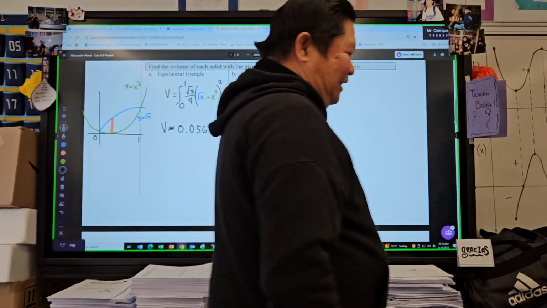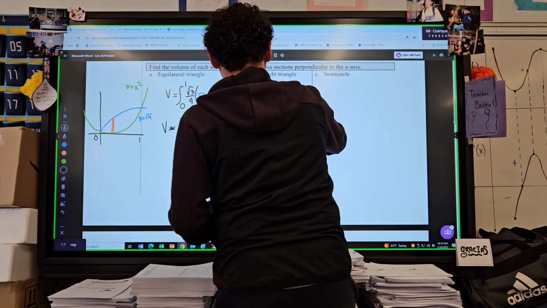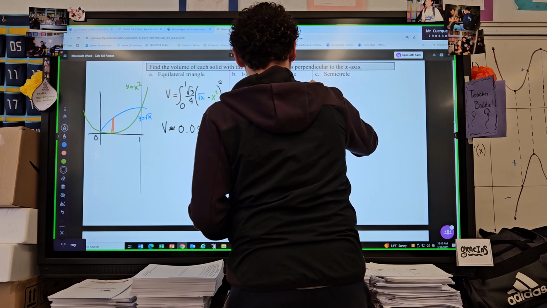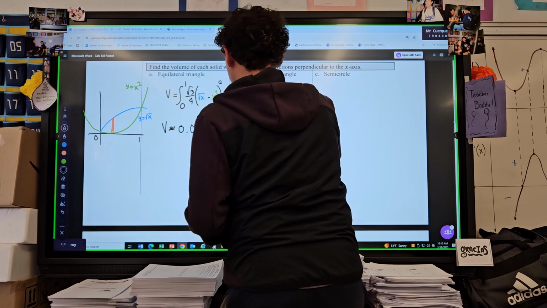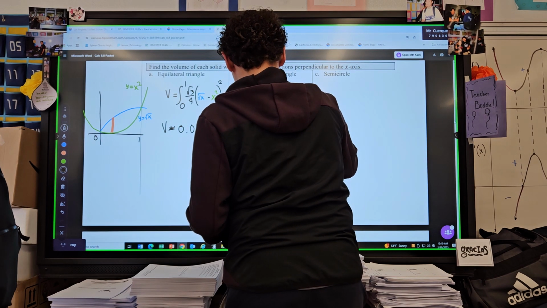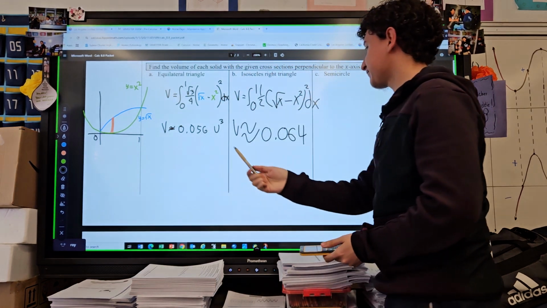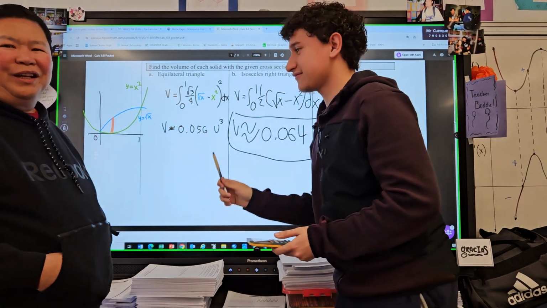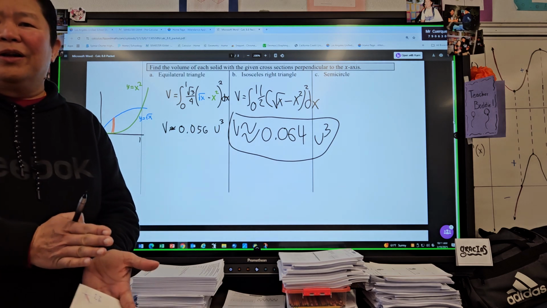I got 0.064 units cubed. I'm telling you, if we pay attention, this is actually easy. You don't have to solve for it, Anthony, it's an exact value. Final answer? Unit squared. Shall we give Anthony again a round of applause? Cubic units because it's volume.